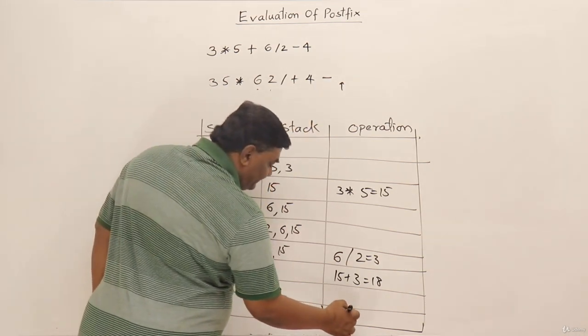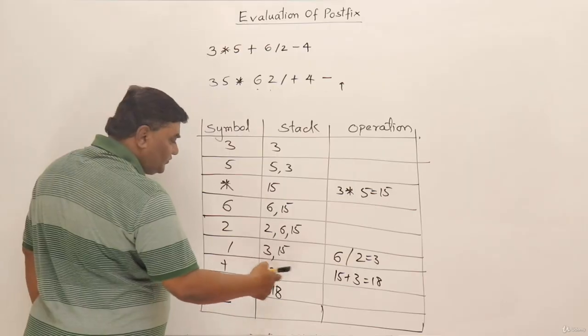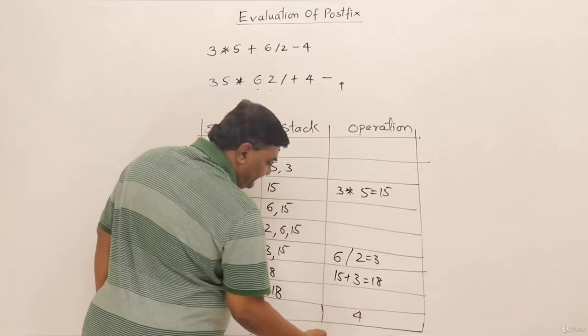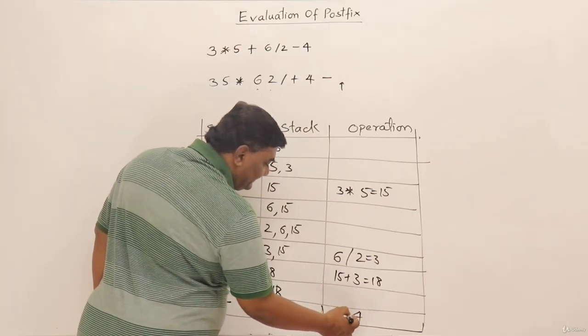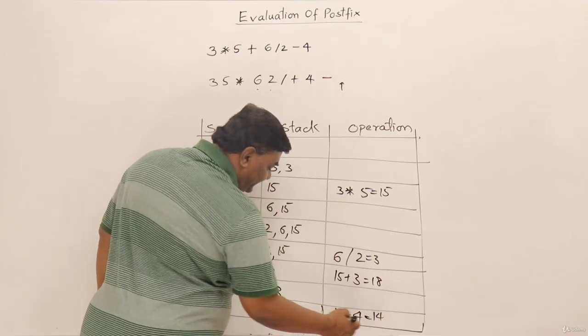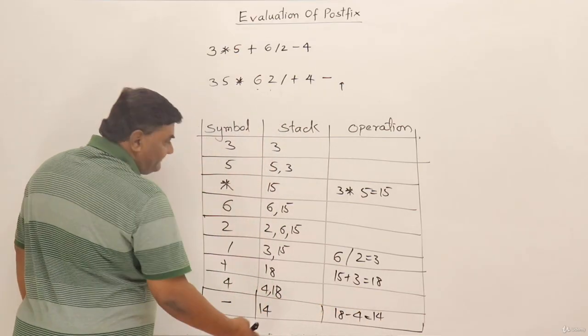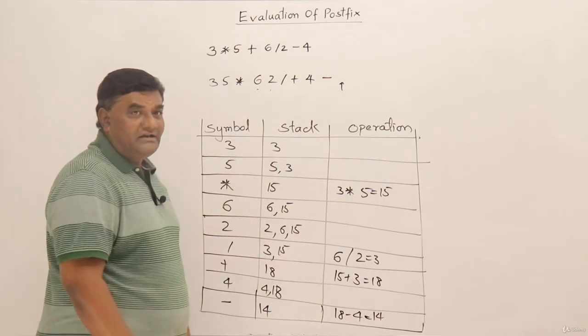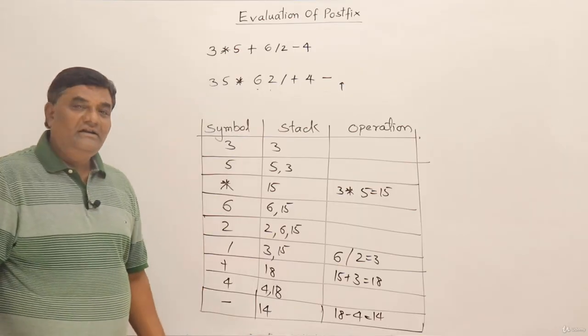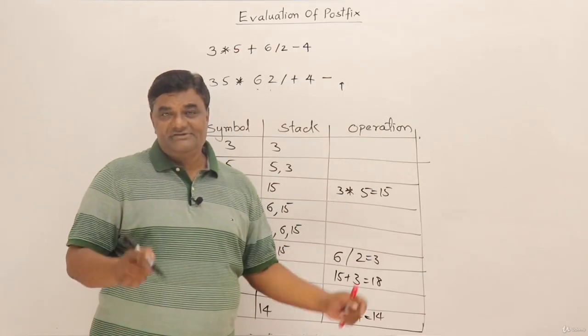Pop out two operands and perform the operation. So the first symbol is 4, the next is 18, and if you subtract, the result is 14, so the result is pushed into the stack. So that's it. This is how the procedure is working, scanning through a postfix expression just once.